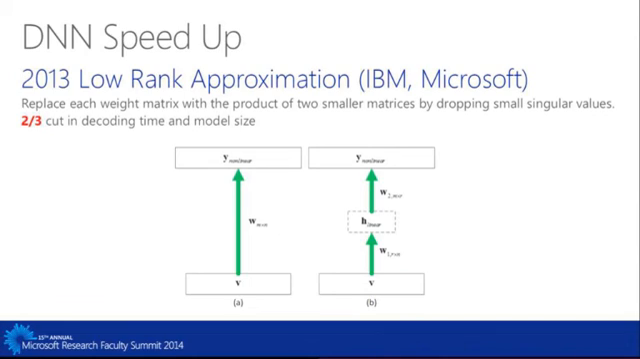But more importantly, later on, IBM and Microsoft both proposed the technique to use low-rank approximation. So originally, you have a very large weight matrix between 2 layers, and you can use singular value decomposition and convert that into 2 smaller matrices, without losing accuracy. This can cut both the model size and the training and decoding speed. Decoding time by 2/3. Okay. So this is a very significant breakthrough.